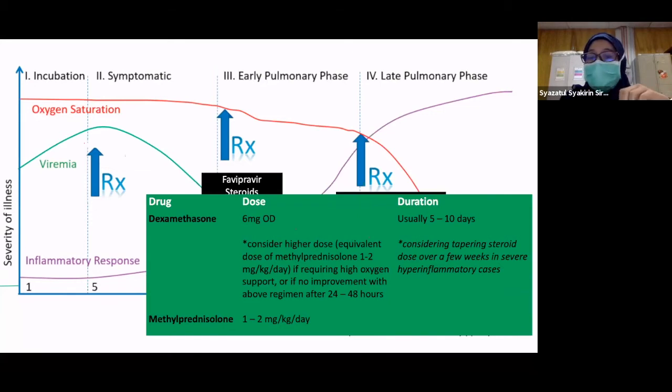And you could actually use an alternative with methylprednisolone 1 to 2 milligram per kilo a day. So slightly lower, not high dose as compared to your cryptogenic organizing pneumonia. And the tapering dose will be even lower as compared to what you use in cryptogenic organizing pneumonia, whereby we go for 2 to 4 weeks weaning.